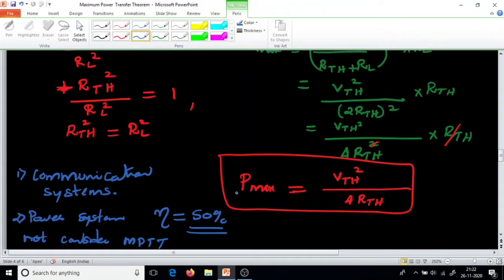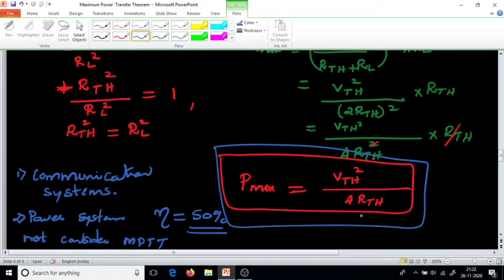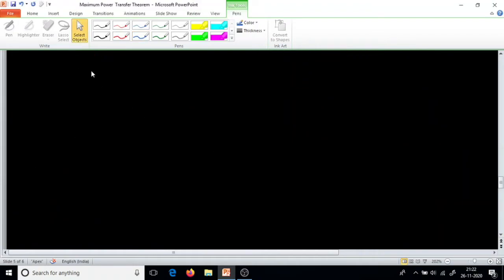The equation for the maximum power transfer theorem: Pmax we will get when maximum power is transferred, RL equal to RTH. And what is the power transferred? VTH square divided by 4 RTH. Now we will solve a simple problem with this, then you will get an idea about it.